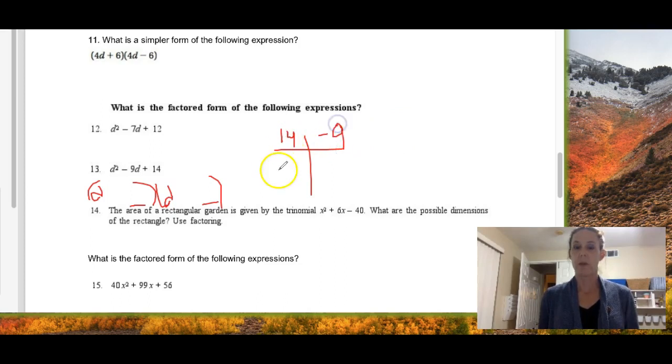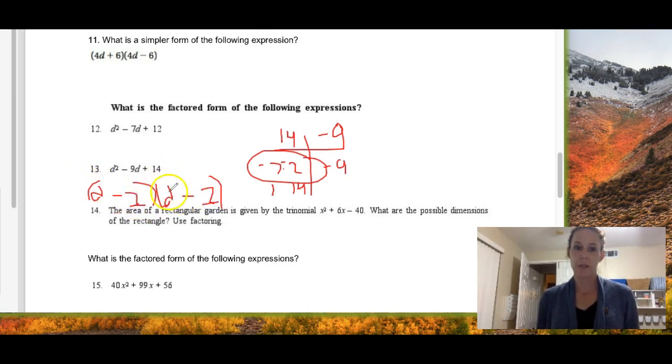All right. Well, 14 is going to be 7 and 2 or 1 and 14. Now, 7 and 2 are going to make 9, but I have a negative 9. So I also know negative 7 and negative 2 multiply together to make positive 14, but those add together to give me negative 9. So that will be my choice of factors, these guys. So I'm going to do negative 7 and negative 2.